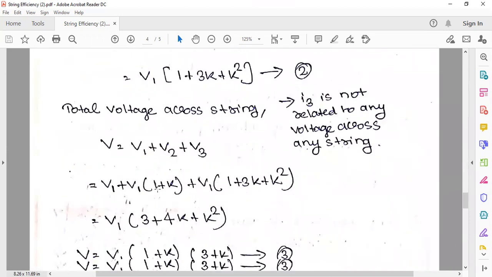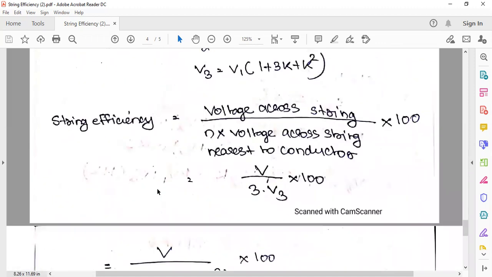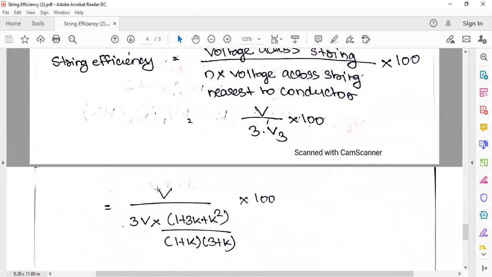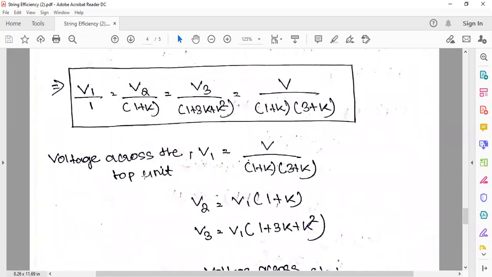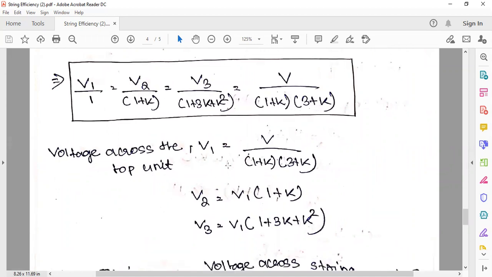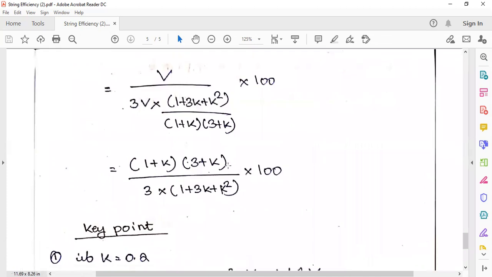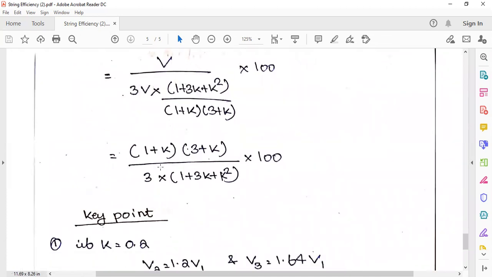And finally we substitute the value of V3. V3 is V into 1 plus 3k plus k square by 1 plus k into 3 plus k, right? So finally rearranging, we get the expression for string efficiency like this. So this is 3 because we took 3, or this is actually n, okay?